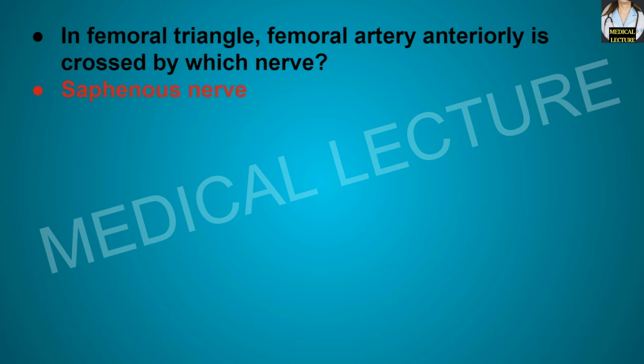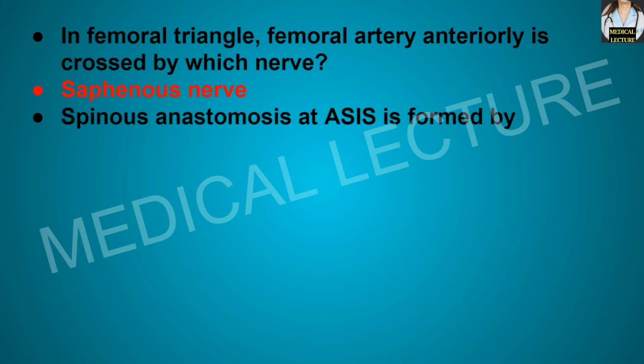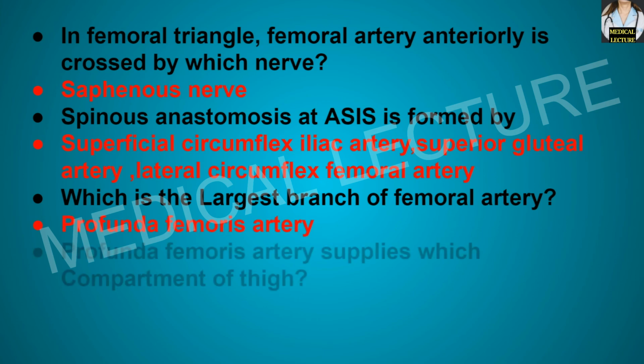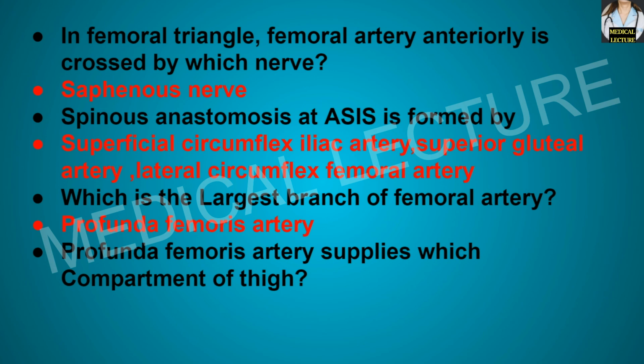By the saphenous nerve. Spinous anastomosis at the anterior superior iliac spine is formed by superficial circumflex iliac artery, superior gluteal artery and the lateral circumflex femoral artery. Which is the largest branch of the femoral artery? So it is profunda femoris artery. Profunda femoris artery supplies which compartment of the thigh? So it supplies the medial, anterior and the posterior compartment of the thigh.